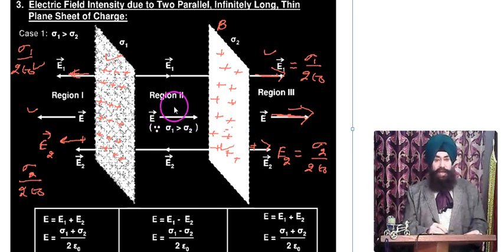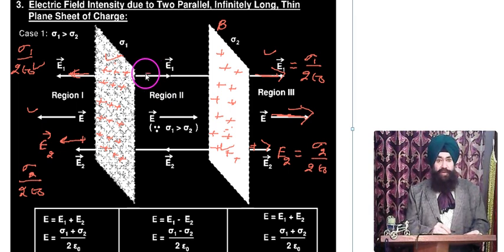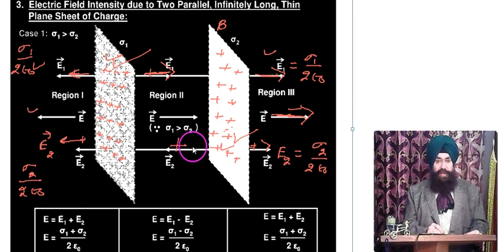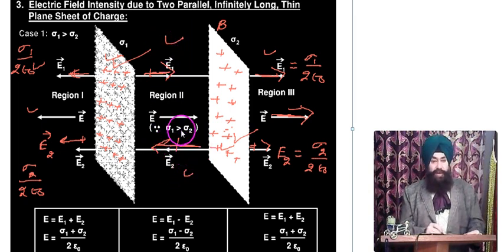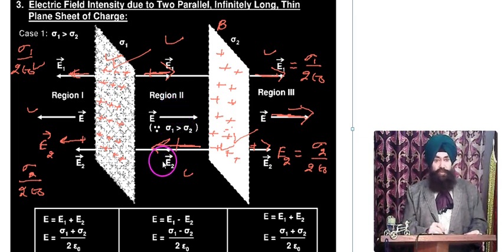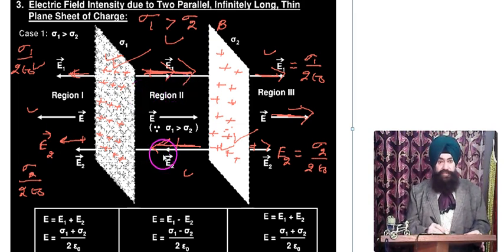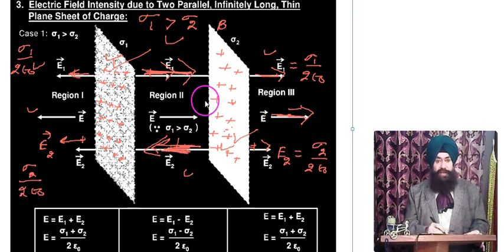Now coming to this region, if I put a unit positive charge here, because of this sheet, it will be repelled along this side. If I put a unit positive charge here, because of this sheet, it will be repelled along this side. Now E1 and E2 are opposite in direction. So what about the net intensity? We are assuming sigma 1 is greater than sigma 2. So this intensity will be greater in magnitude, and this intensity will be less in magnitude.